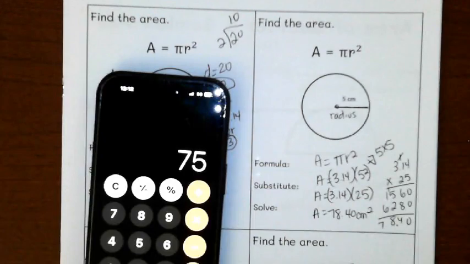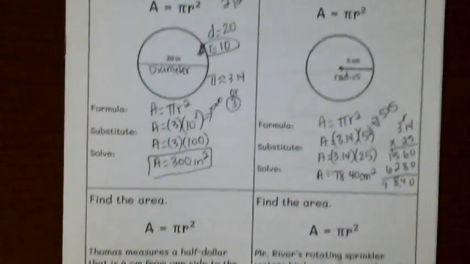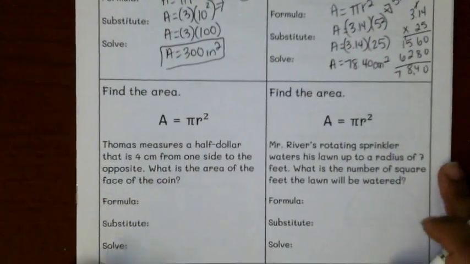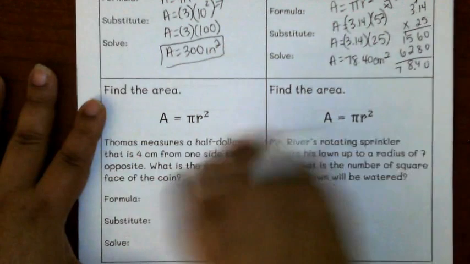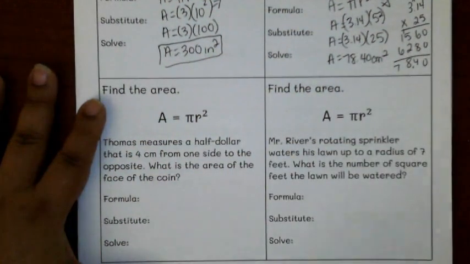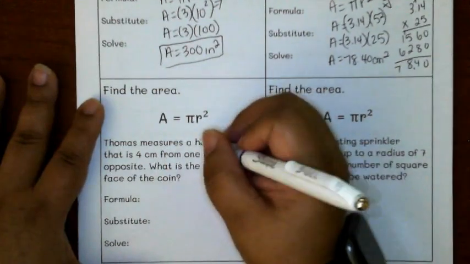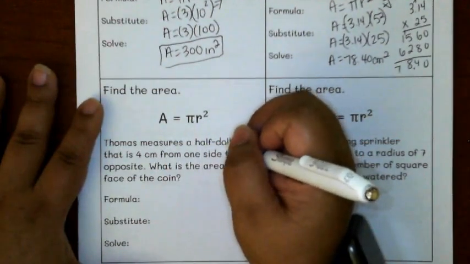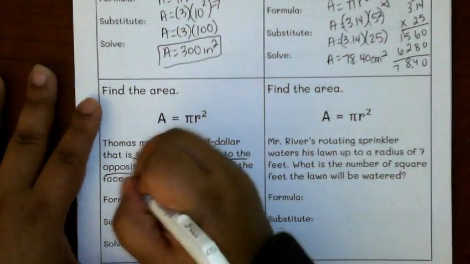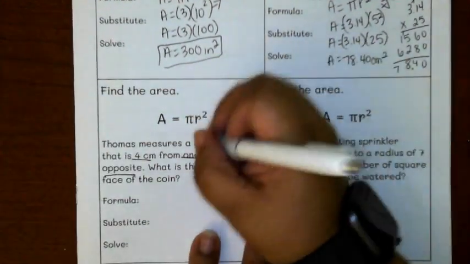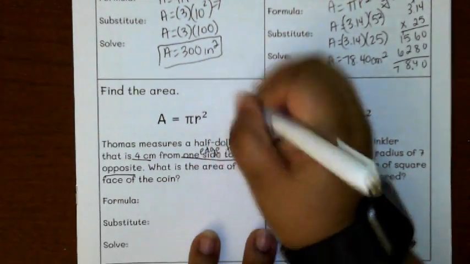Okay, all right. So here, let's go to number 3. Okay, we have some word problems here. When you have word problems, just like I did on the circumference, I want you to draw the picture if you need to, okay? So, it says that they're measuring a half dollar that is 4 centimeters from one side to the other side. Okay, what that means is edge to edge. Okay, so I'm going to draw my circle, and it's saying from edge to edge, it is 4 centimeters.